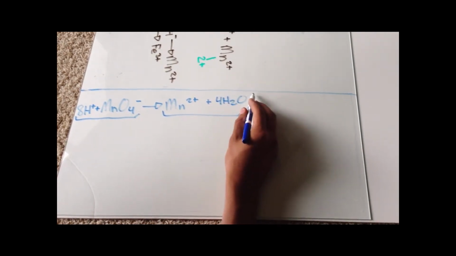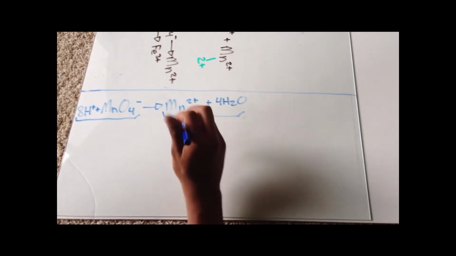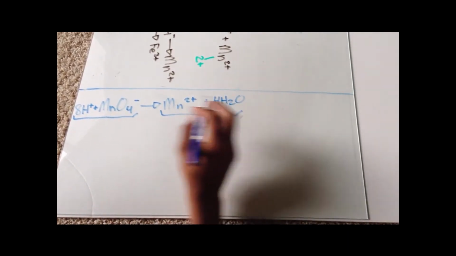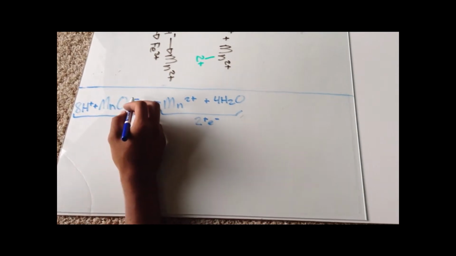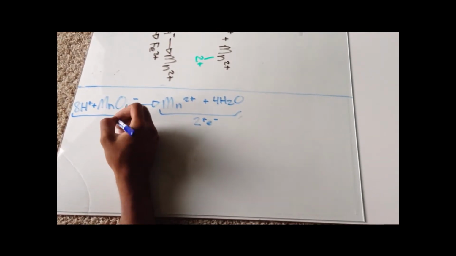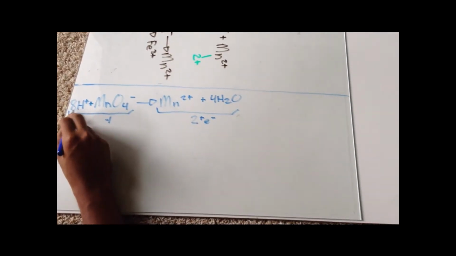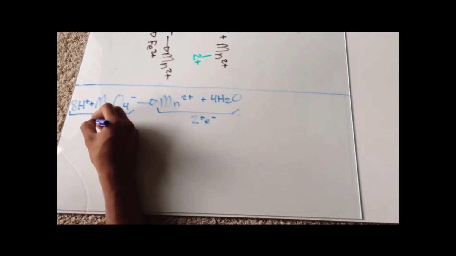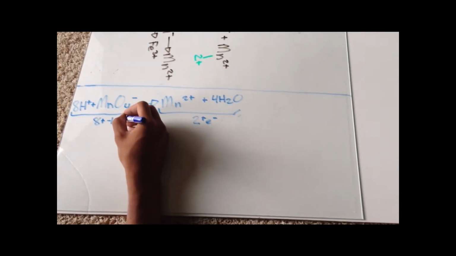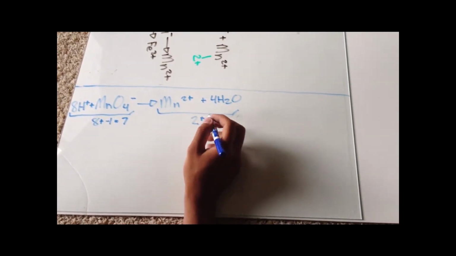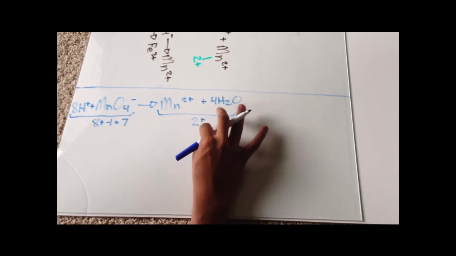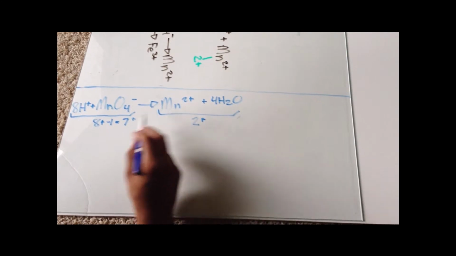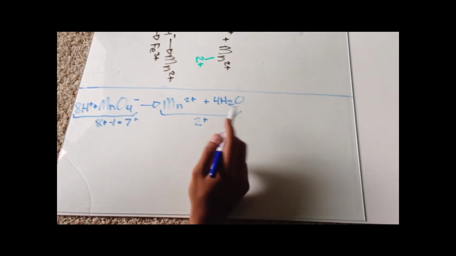This side has no charge on top, so it has no electrons. This one has 2, so you have 2 electrons here. On this side, you have a negative 1, and since there's a coefficient on this side, it would be 8 times the 1 up here, so it would be 8, equaling 7. So these two are not balanced. They need to come to an equal number.